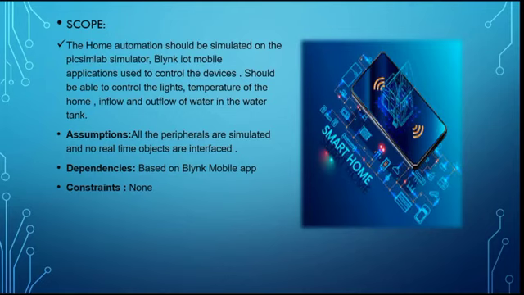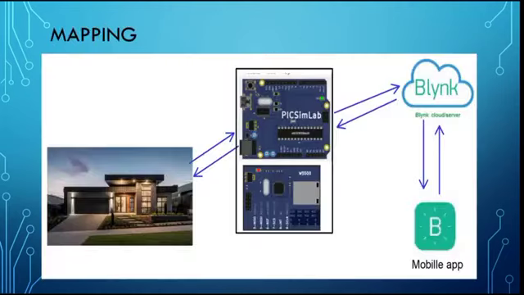The assumptions in this project are that all the peripherals are simulated and no real-time objects are interfaced. Here no real-time objects are being used; everything is simulated in the project only. Dependencies: it is dependent on the Blynk mobile app. There are no constraints in this project. Let's take a keen look at the mapping of the project. Using the Blynk mobile app, we simulate in PICSimLab, and then it will be used in house applications.